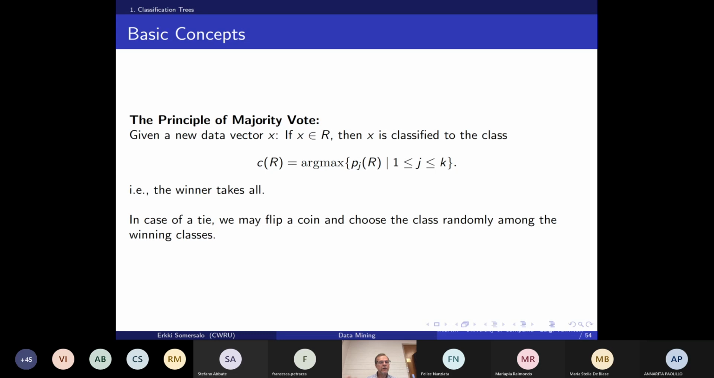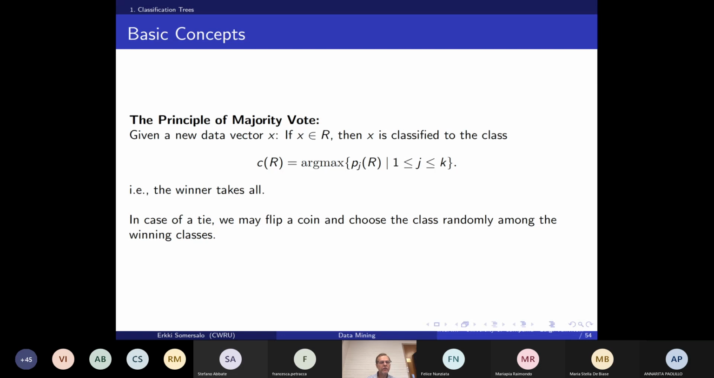You could also use some sort of fuzzy classification, saying that the probability of being in this class or that class is according to the frequencies of the different classes. Here we simply take this winner-takes-all approach, and we are saying that we are classifying into the class of the largest representation.